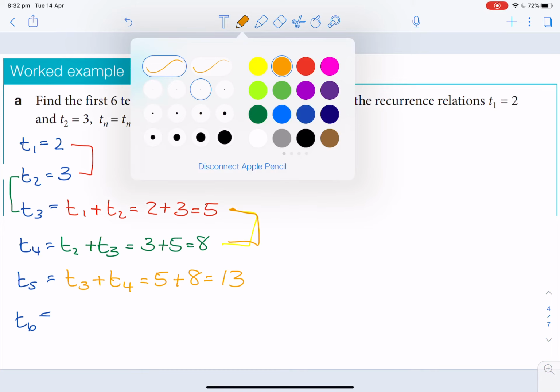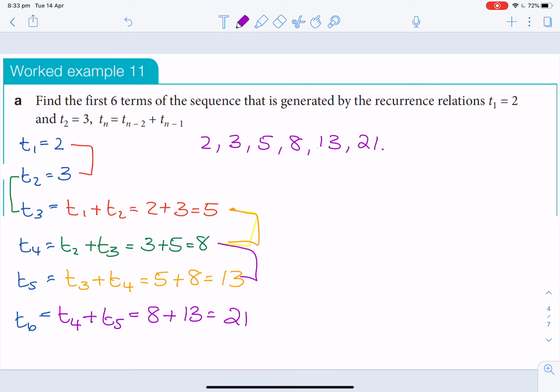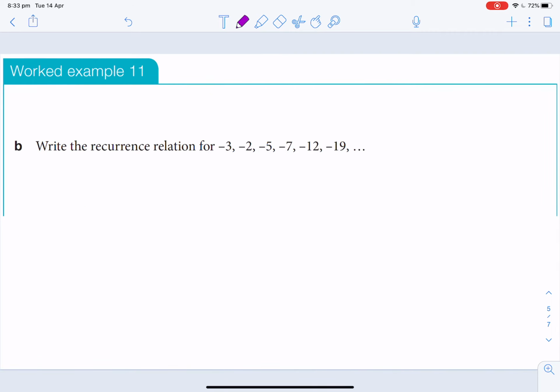So T5 is equal to T3 plus T4, which is 5 plus 8 equals 13. And our last one, purple. T6 is T4 plus T5, which is equal to these guys here. 8 plus 13 gives us 21. So our sequence would end up looking like 2, 3, 5, 8, 13, and 21. As you can see, we're just adding up the previous 2 terms to make that next term.